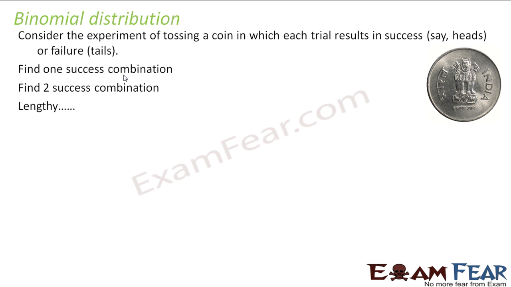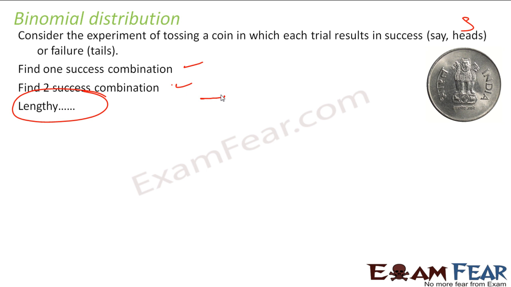So Bernoulli's trial is tightly linked with the binomial distributions. As I told, if you have the experiment of tossing a coin in which, let's suppose your success is head and failure is tail, then if you have to find one success combination, you can just toss it. Two success combination, you can do it. But let's suppose you have 1000 success combinations, right? You toss it 100 times, 1000 times. In that case, it's very difficult to do it mathematically without using Bernoulli's trial or binomial distribution.